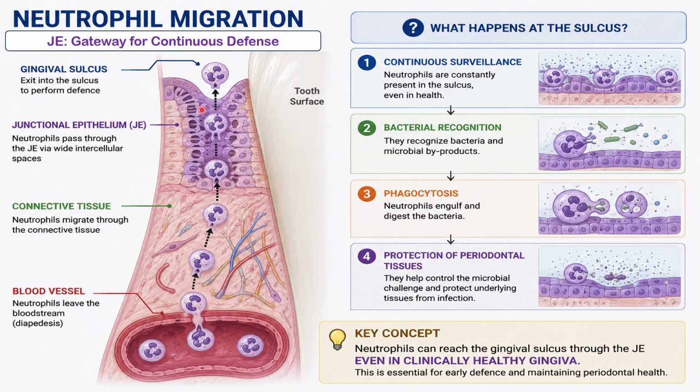Once they reach the gingival sulcus, the neutrophils perform three major functions. First one is continuous surveillance. Here the neutrophils are constantly present in the sulcus, even in clinically healthy gingiva. Second is bacterial recognition. That is, the neutrophils recognize the bacteria and the bacterial byproducts. Third, they phagocytose, that is, they engulf and digest the bacteria. Now the fourth one is that they help in controlling the microbial challenge and they protect the underlying periodontal tissues from further infection.